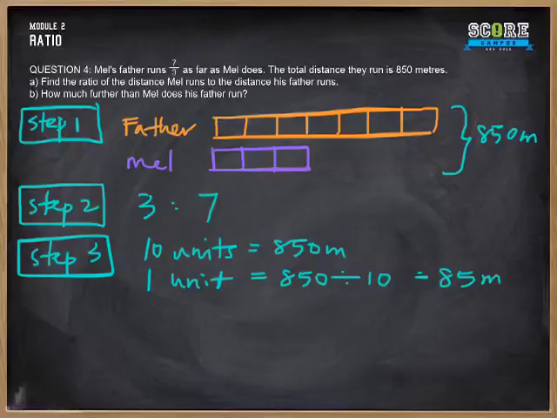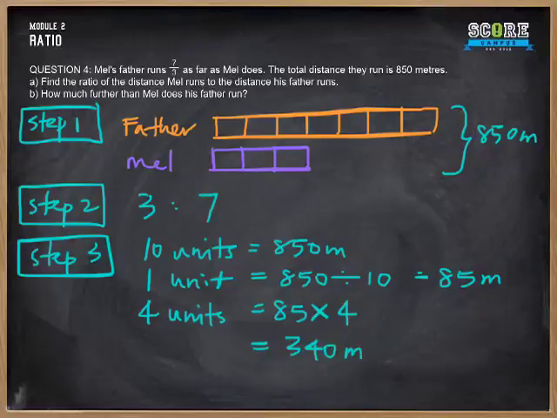The father ran 4 units further than the son. So 4 units equals what? 85 meters multiplied by 4. What do you get? You get 340 meters. And that is your answer for part B. And you're done with question 4.